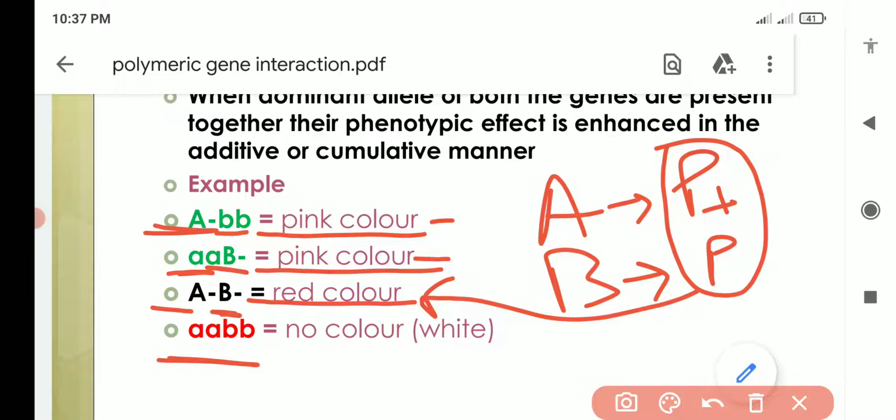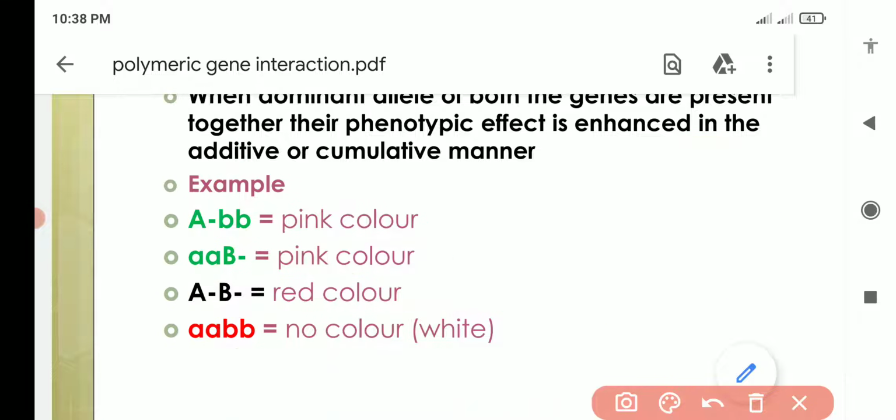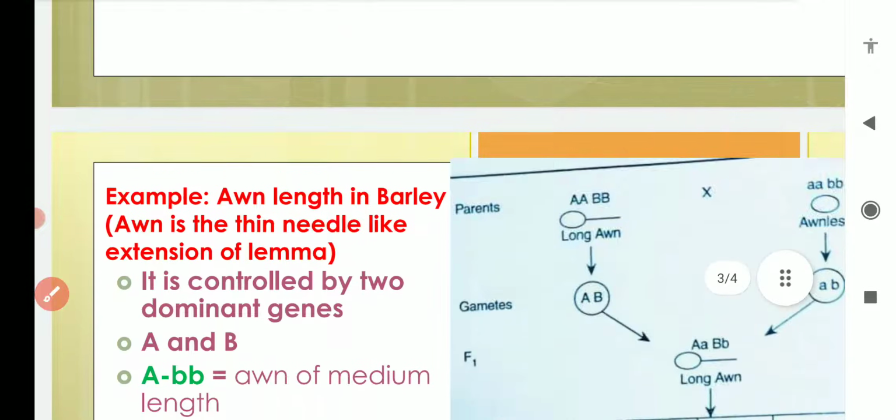When the recessive alleles of both the genes are present together, that is small a, small b, it will produce no color, because for color production either capital A should be there, or capital B should be there, or both should be present together. If capital A and capital B are absent, then color production will not be there. So ultimately white color will be observed. That's why in this gene interaction, basically three types of phenotype are observed in the ratio 9:6:1. How we obtain this ratio, we will see in the coming slide.